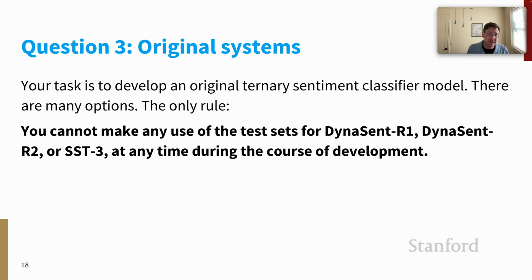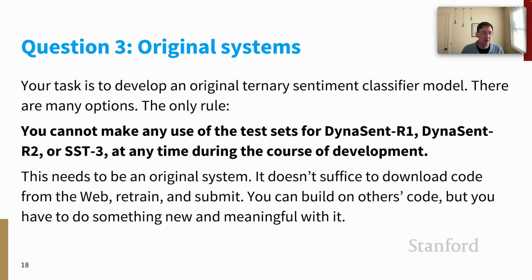You cannot make any use of the test sets for Dynascent round 1, Dynascent round 2, or the SST at any time during the course of developing your original system. It is under lock and key. Another note, this needs to be an original system, so it doesn't suffice to just download code from the web, retrain it, and submit. You can build on people's code, but you have to figure out how to do something new and meaningful with it.